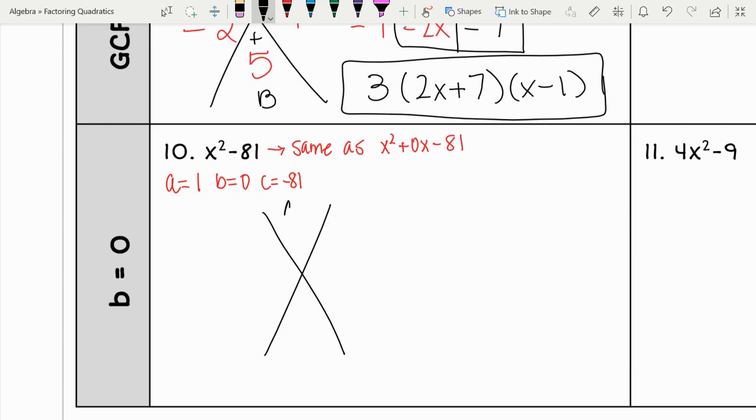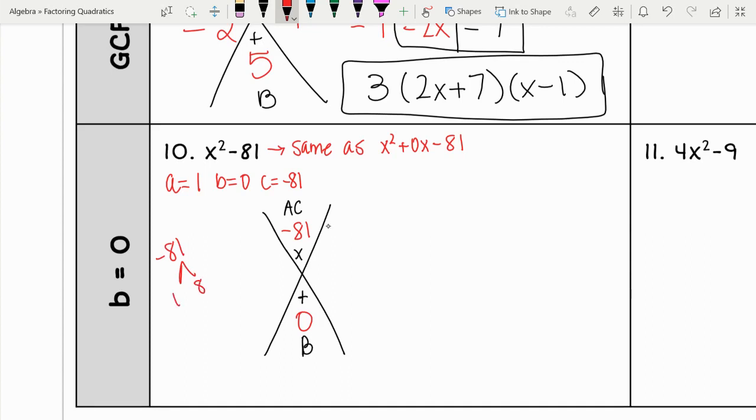So you guys should be getting pretty good at this by now. I need to find a number that multiplies to give me a times c, but adds to give me b. And so since b equals 0, we know this is 0. A times c is negative 81. So what two things can we add together that are going to give us negative 81, but add to give us 0? And so this is where we list our factor pairs.